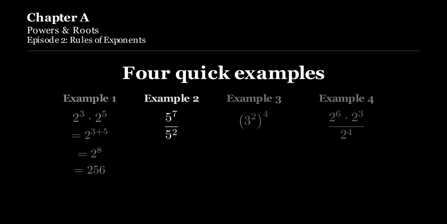Example 2. Now we divide powers with the same base. Division removes matching factors. What disappears does not get counted. So the exponent tells us how many copies remain after cancellation. This is the same idea as before, just applied through division.